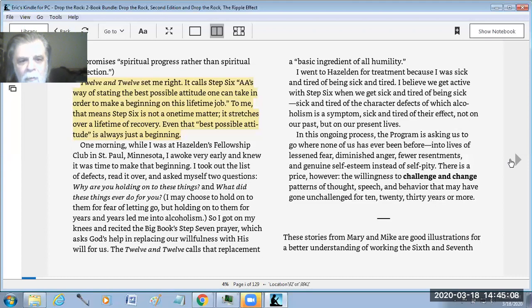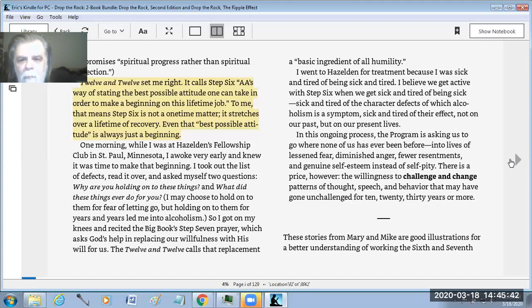I really like how it says a basic ingredient of all humility. For myself, I find humility is a tough one, especially because I may be feeling some of these things like anger and self-pity. It's easier to lose the humility that we can find in self-appreciation and self-love and extending that out to others.